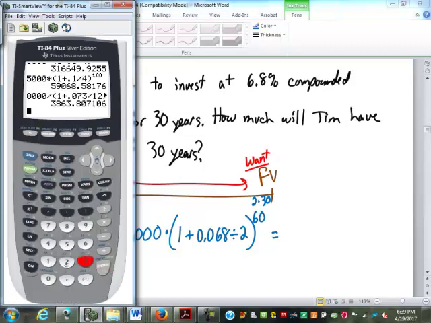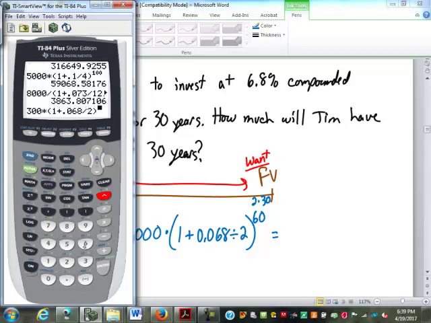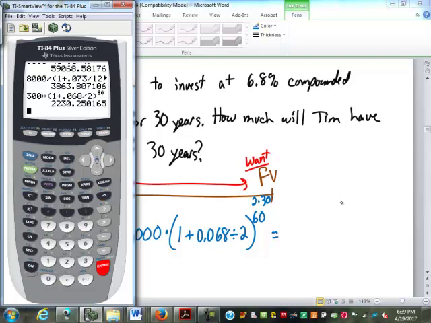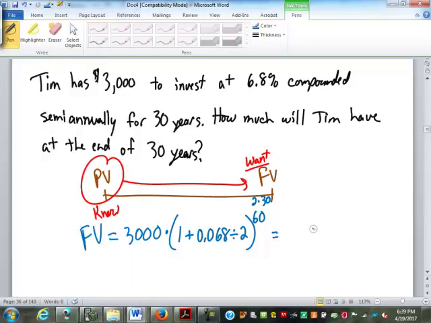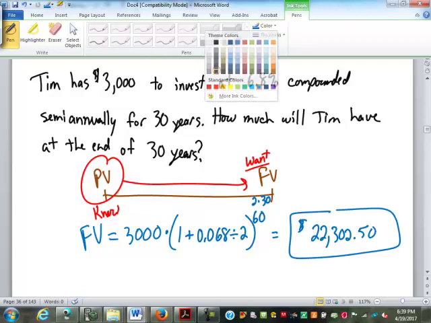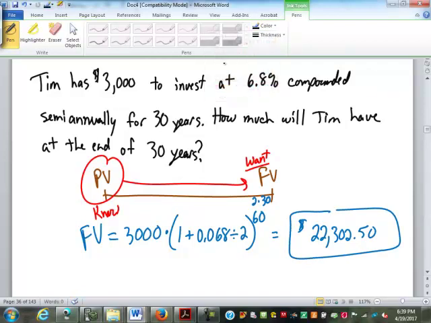So we have 3,000 times, parentheses, plus 0.068 divided by 2, power of 60. So is that $22,302.50? Anybody have any questions on that one? Okay, next example.